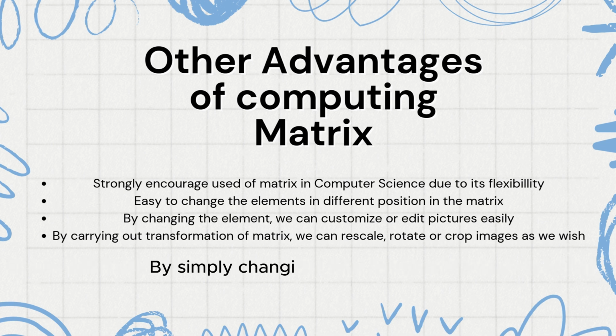By simply changing these pixel values, we can change the brightness, color, shape, size, or many other things of the image. And that is how image processing normally works. Besides that, we can also do transformations of a matrix. Each transformation of a matrix represents a different condition of the image.